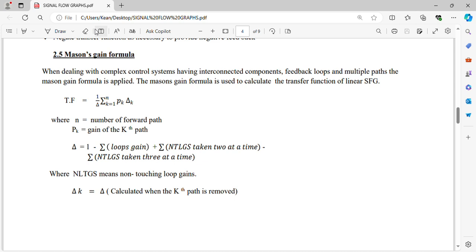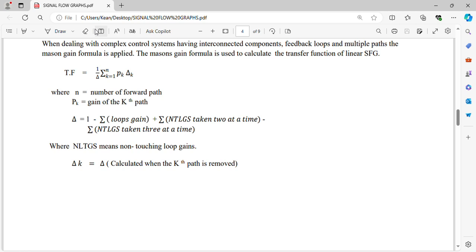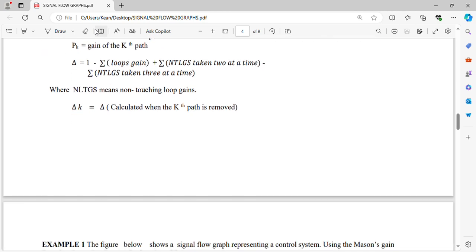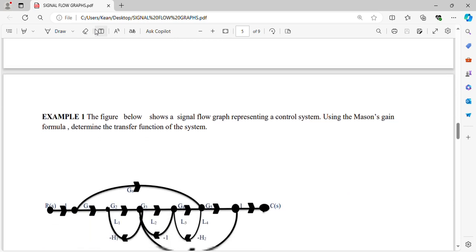Meaning that if you are taking 2 at a time, you multiply the gains of the 2. Then you look for another 2, you do the same. Then from there, we come to the delta k. Delta k is equal to the delta when it is calculated with the kth path removed. We shall see later how we do that. There is an example there.